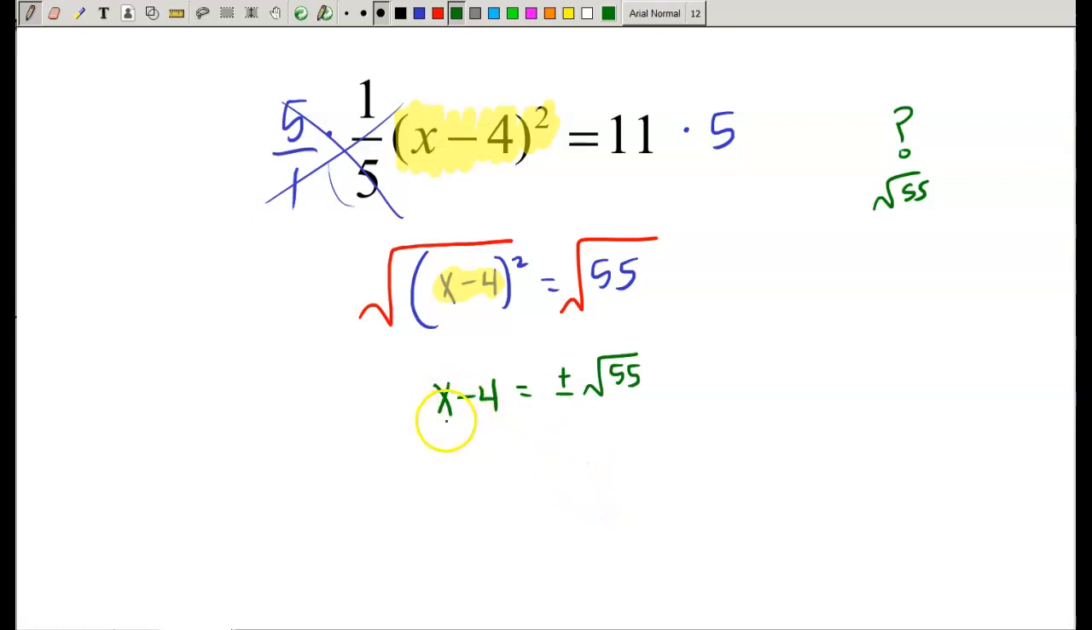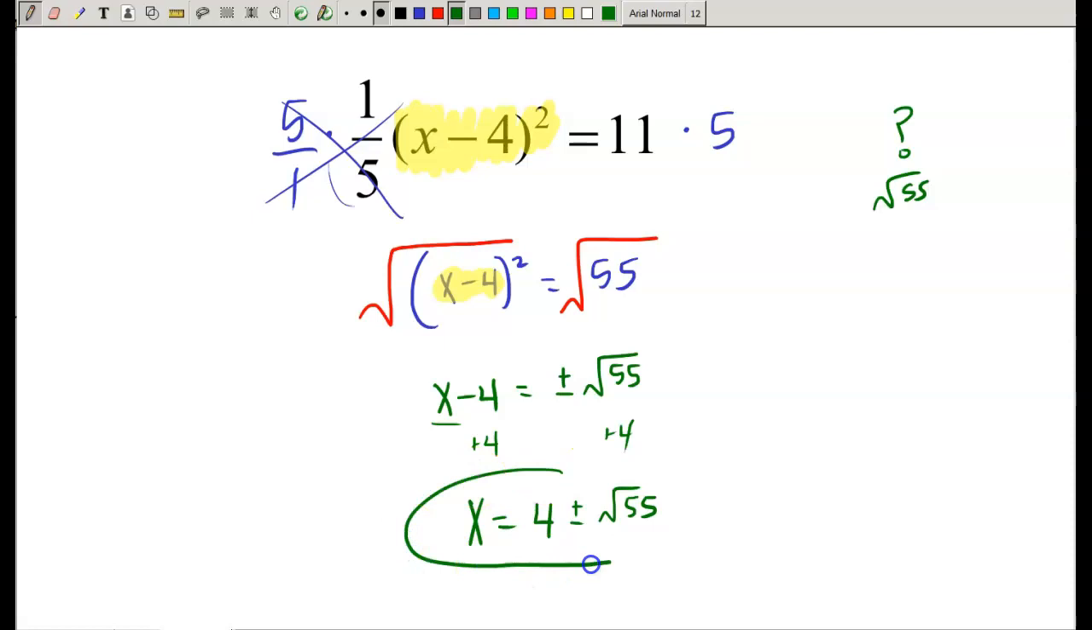But I am now going to get x by itself by adding 4 to both sides. So I'm going to add 4 to both sides, and my answer is now going to be x equals, and now we cannot combine root 55 plus 4. Those are not like terms that we can just add. So we have to leave these separate. So I would leave this as 4 plus or minus root 55. So that is my answer.